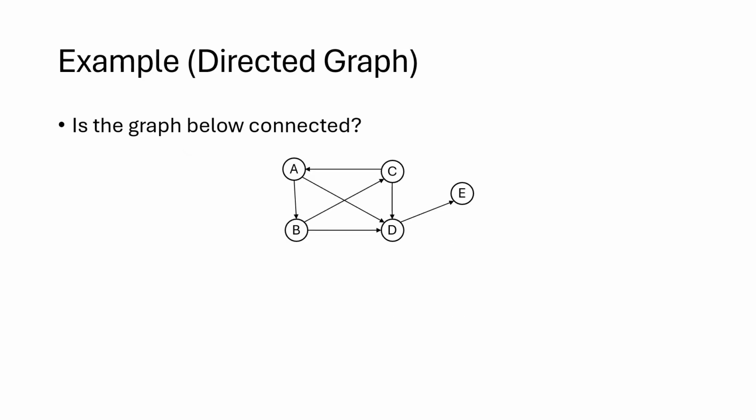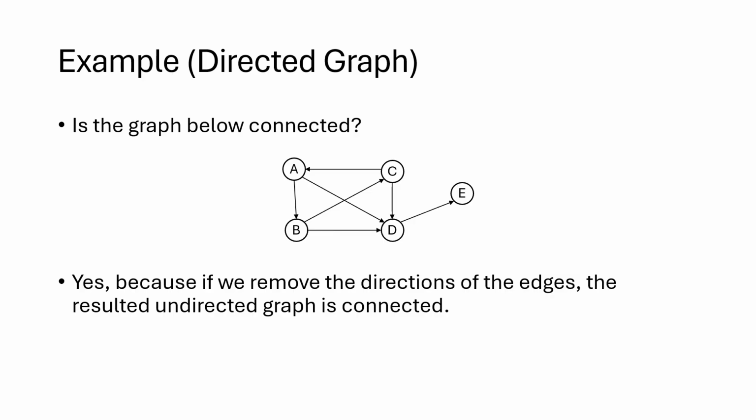Now, when we get to directed graphs, here's an example for that. So this is a directed graph with 5 vertices. The question is whether or not it's connected. And the definition says, ignore the directions, treat this as an undirected graph. And if that's the case, then it's easy to see that if you remove the directions, there is a path between every two vertices that we choose. And because of that, this directed graph is considered connected.